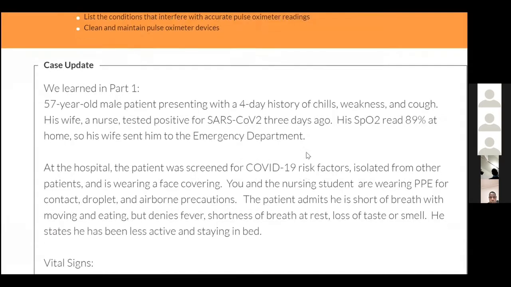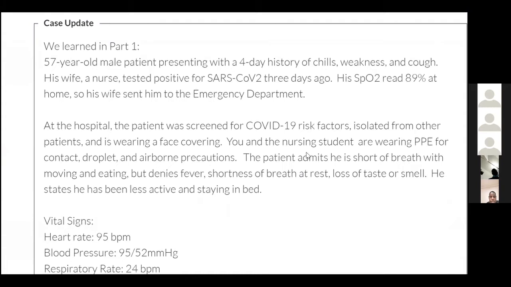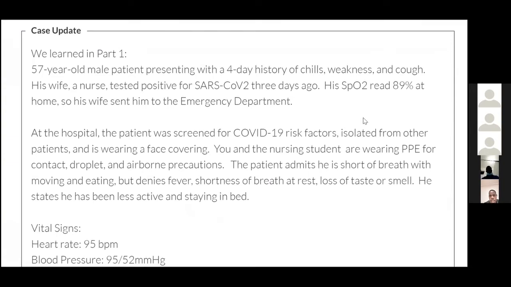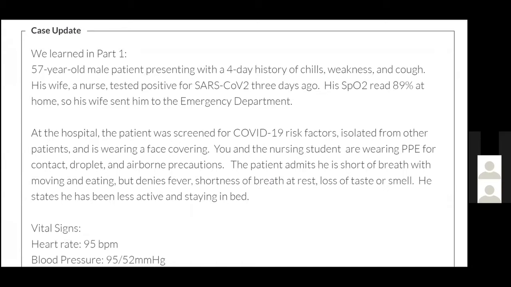Can you go down a little bit. So you remember we had a 57 year old male patient who presented with a 4 day history of chills, weakness, and cough. His wife was a nurse and tested positive for COVID-19 3 days ago. The saturation was low at 89, and the wife sent the patient to the emergency department. At the hospital, the patient was screened for COVID-19 risk factors, isolated from other patients, and is wearing a face covering. You and the nurse student are wearing PPE for contact, droplet, and airborne precautions.